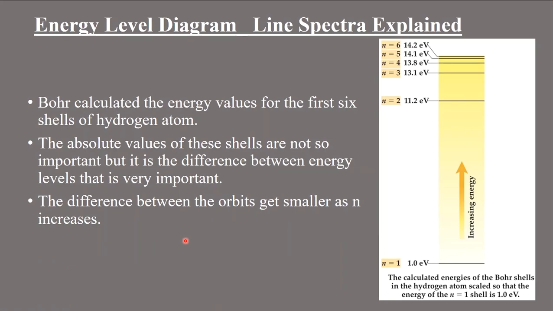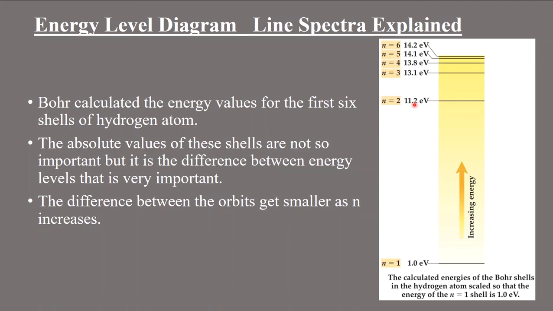The other great success of Bohr's model was its ability to explain the line spectrum of hydrogen. Not only was he able to explain why line spectra exist, but he was able to calculate the energy values of the first 6 shells of the hydrogen atom. In this energy level diagram, the absolute energies of shells are not so important, but it is the difference between them that is important. You can notice how energy differences between these orbits are getting smaller and smaller as the n or shell number increases.